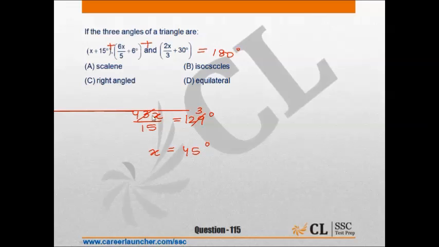Putting x in all the angles, 45 plus 15 will give us 60 degrees. 6x by 5 plus 6 degrees will also give us 60 degrees. And 2x by 3 plus 30 degrees will also give us 60 degrees. So when all the angles are equal, the triangle is an equilateral triangle. So our correct answer is option D.